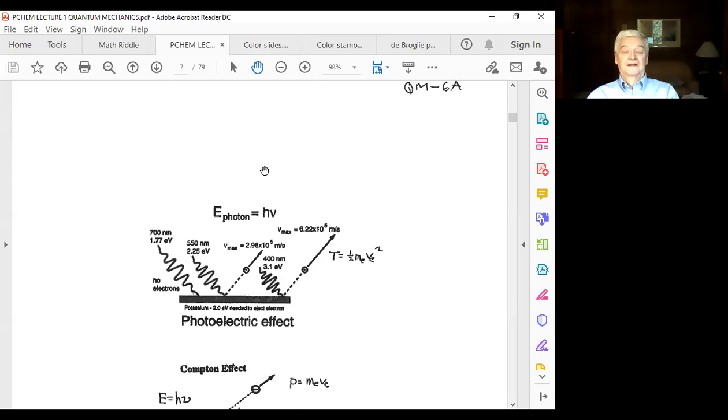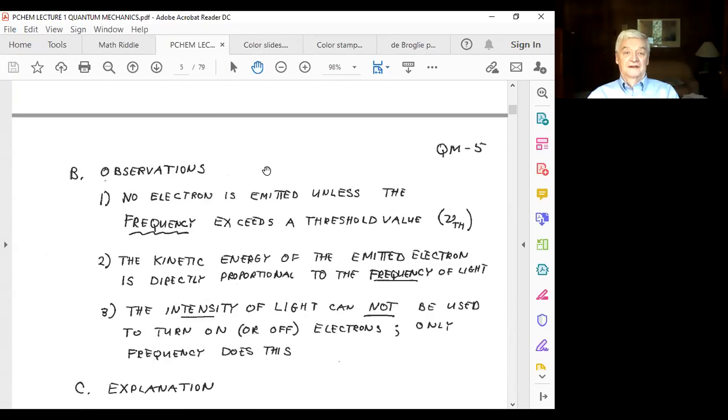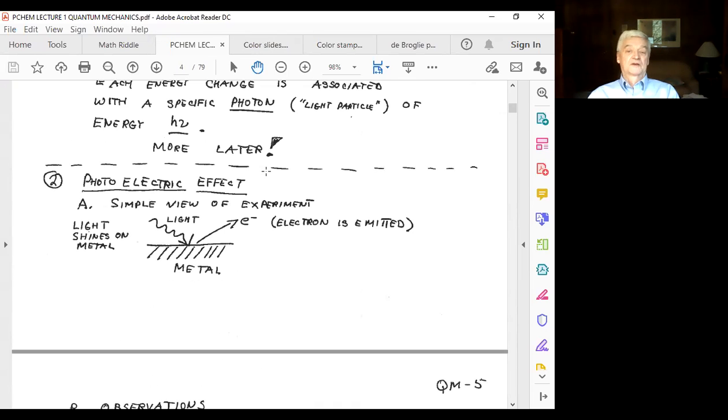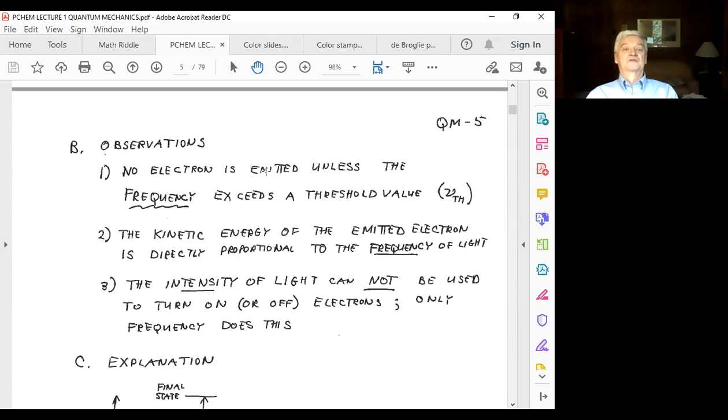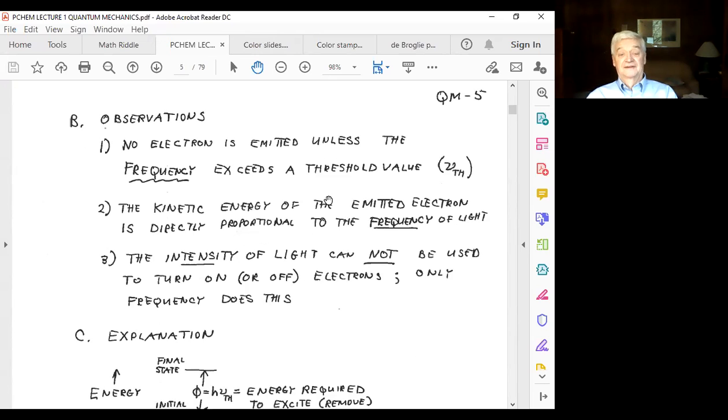Okay, so let's go back to where we were. I have the same picture, but not quite as pretty. But here's a summary again of the observations. No electron is emitted unless the frequency exceeds the threshold value. Frequency is directly proportional to energy, so you have to have enough energy you're putting in. The kinetic energy of the emitted electrons is directly proportional to the frequency of light. So higher frequency gives you higher energy, you get higher kinetic energy.